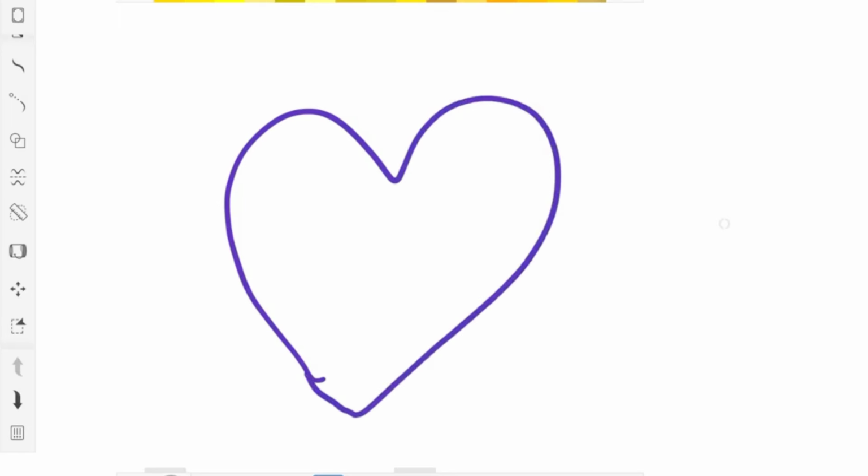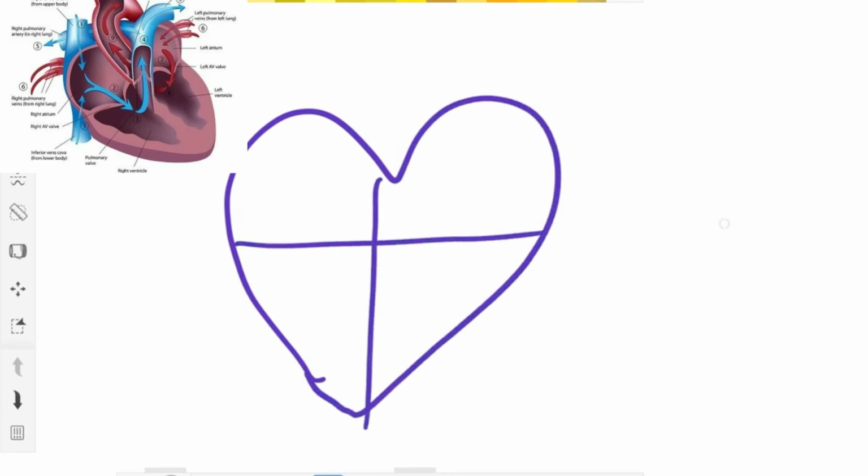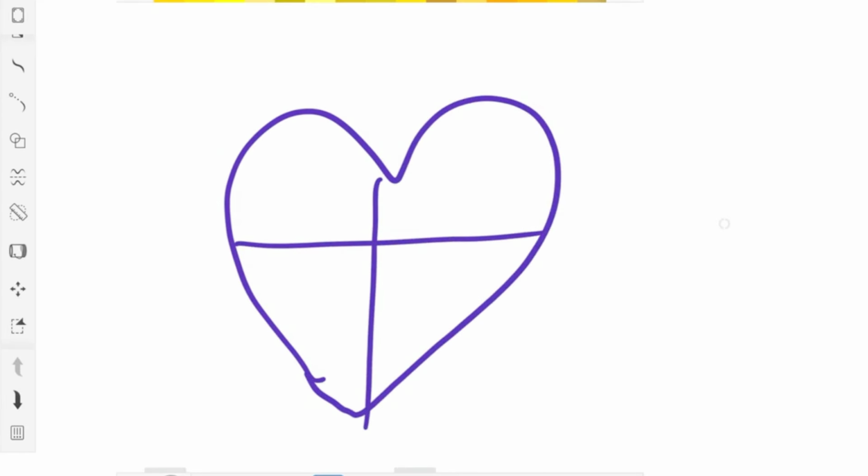Why we don't do this type of heart anymore. It's always that weird looking heart when it comes to biology or NEET or any other entrance exams. This is the heart I like. And let's divide it into right side and left side, and we just imagine this is your house, okay?